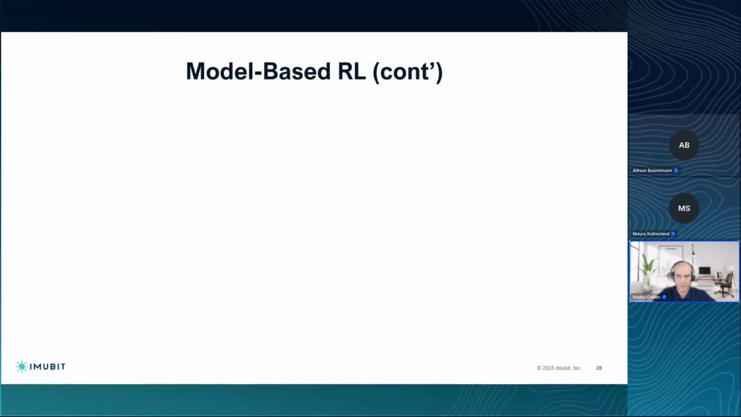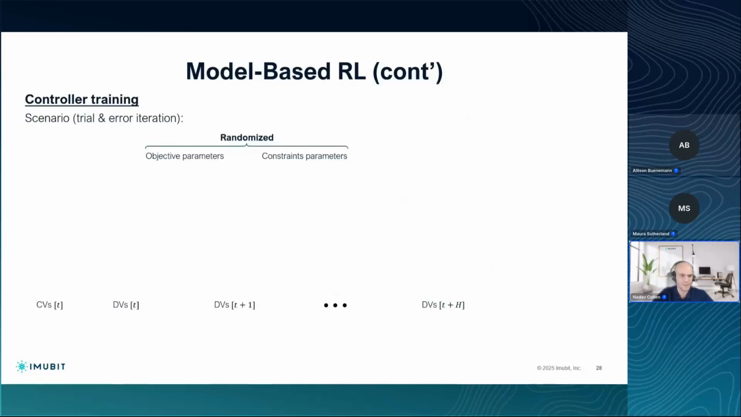Okay. So how does this look? How does the training of the controller look? Every scenario, every trial and error iteration looks as follows. I take objective parameters and constraints parameters, and I randomize them.